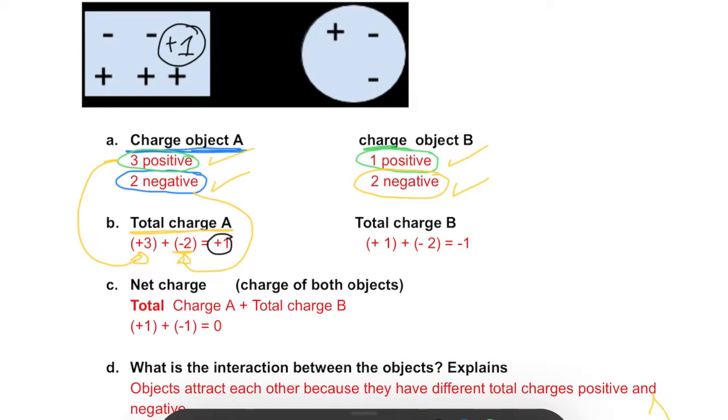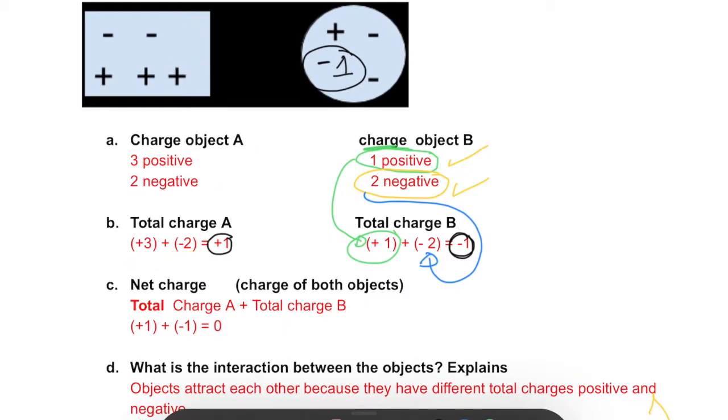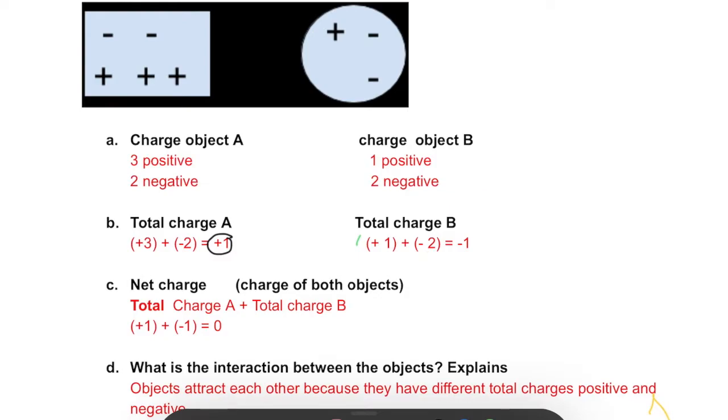Now, let's go for object B. For object B, we have one positive right here, and two negative. And we're going to add them. 1 plus negative 2 is going to give me negative 1. That means that the charge of object B, the circle, is equal to negative 1. And right here we have part B, where the charge of object A is positive 1, and the charge of object B is negative 1. Let me erase this, and let's go to the next part.